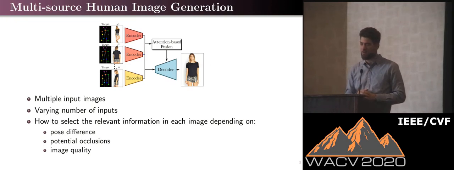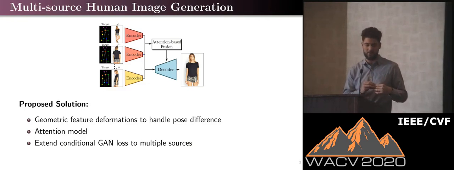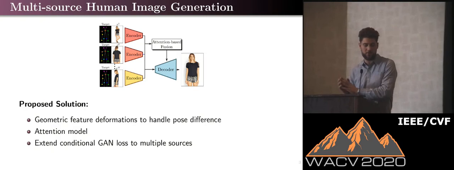And the model learns to combine the different input images to extract the relevant information from them depending on the pose difference of the input images with the target image, the potential occlusion that may happen, or the image quality. Technically, this model is based on an attention module. Input images are fed to encoders with shared parameters, and then this attention module learns to extract the most relevant features of each input image and provide them to the decoder.